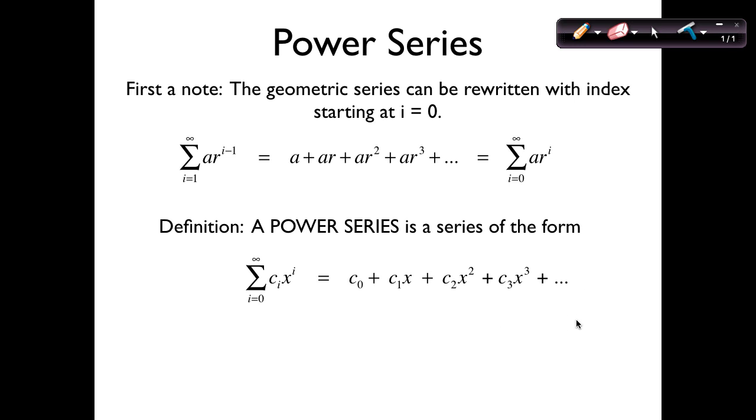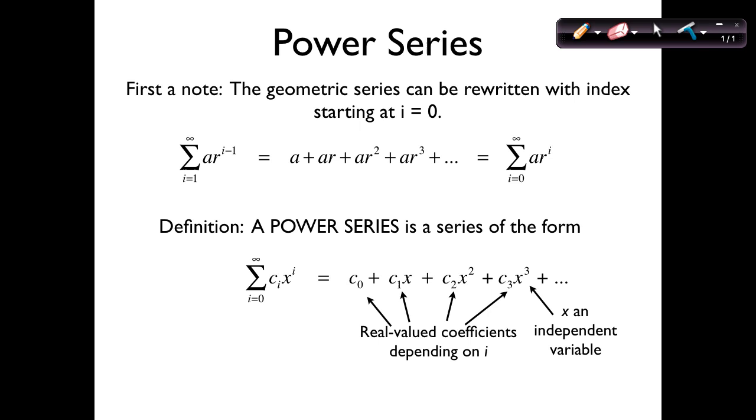What's the other difference here? Just visually, what do you see that's different? It's x instead of r. So r was a constant, and when we think of x, what do we think of? Variable, right? That's what it is. So we've got our real-valued coefficients that depend on i. They change, it's its own sequence of coefficients, and then x is an independent variable.